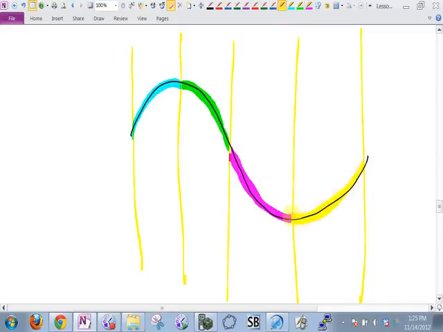This terminology, increasing, decreasing, and concave up, concave down, the concavity, that's something you're going to study in good detail next year in calculus. I'm not going to ask you questions about where it is increasing, where it is decreasing, what's the concavity. But it is something interesting to think about.